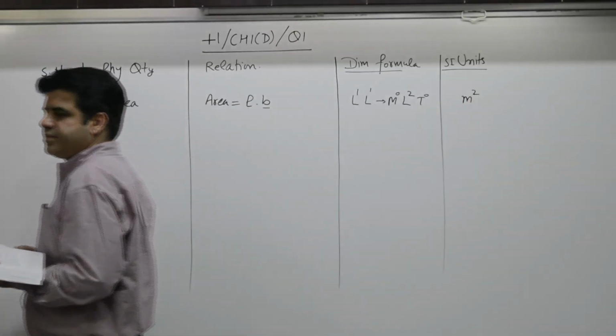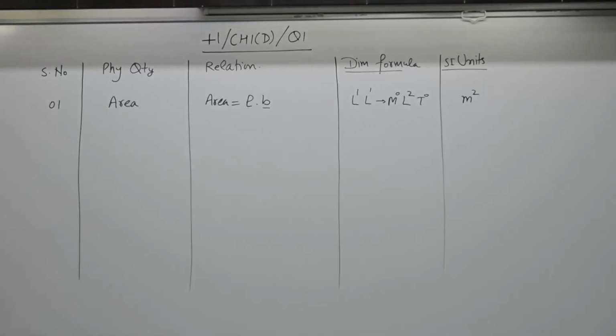Complete it. Take one full page. We will write number of physical quantities, draw it in the form of a table.